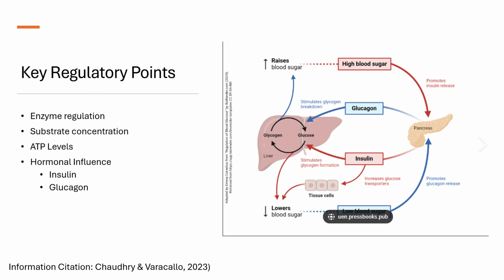The concentration of glucose and other substances can affect the rate of glycolysis, and the levels of glucose can also enhance the efficiency of glycolysis. ATP levels influence the rate of glycolysis as well, ensuring the cell has sufficient energy to survive.